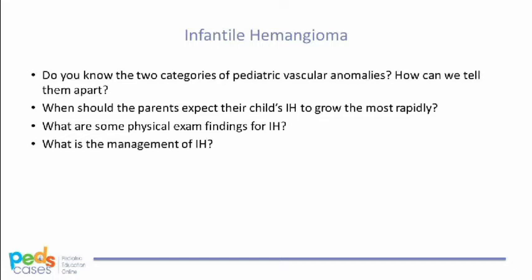So assess for complications of infantile hemangioma, including ulceration, vision loss, airway compromise, aesthetic complications, and structural anomalies such as PHACES syndrome. Very good. Now, what is the management of infantile hemangiomas? Well, consider referral for rapidly growing infantile hemangiomas before 3 months of age.